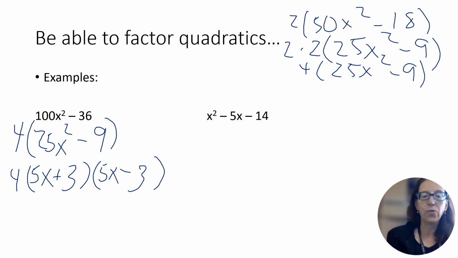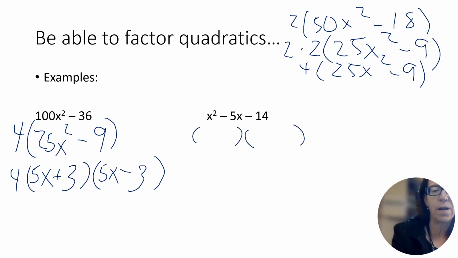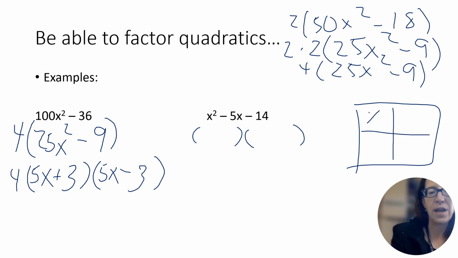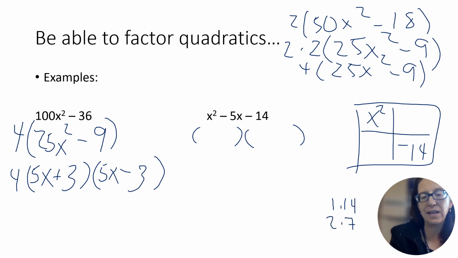Second one. So we are trying to generate our factors. So we're going to put our area model off to the side. Okay. And the x squared goes in the upper left, and the negative 14 goes in the lower right. And now we are looking for 2 factors of 14 that add up to negative 5. So my factors of 14 are 1 times 14, and 2 times 7, and that's it. And 2 times 7 is the pair that works.